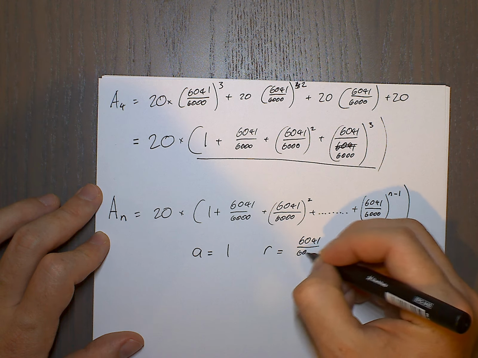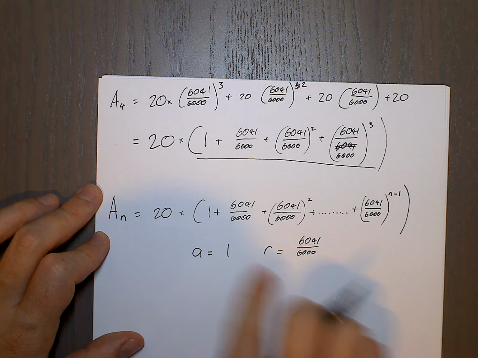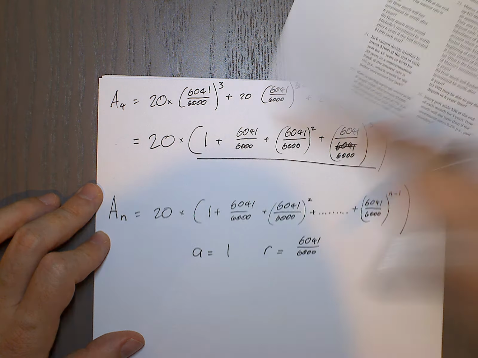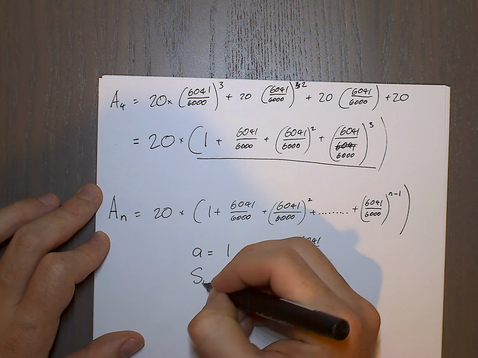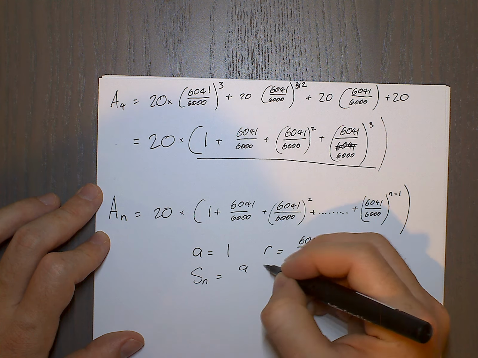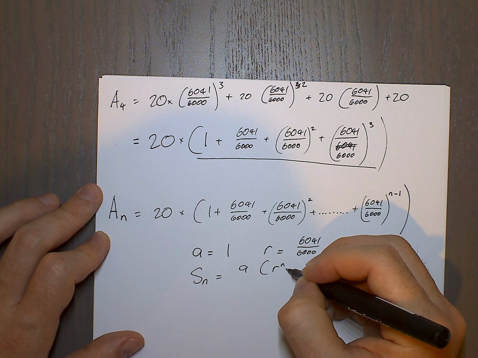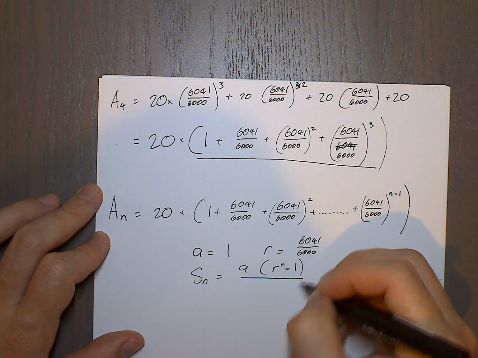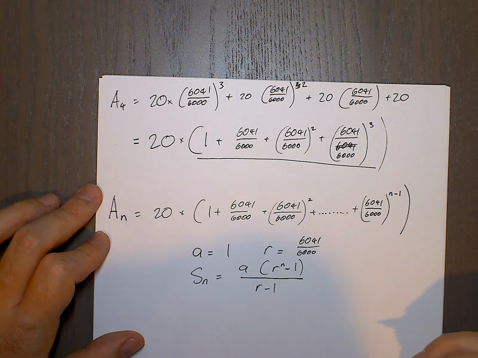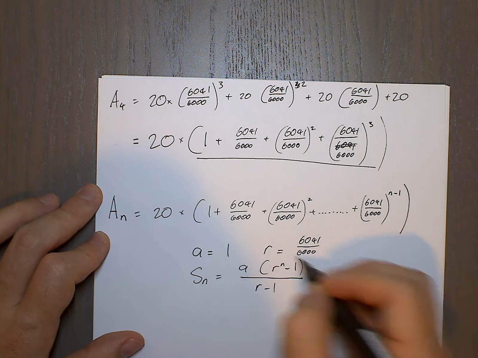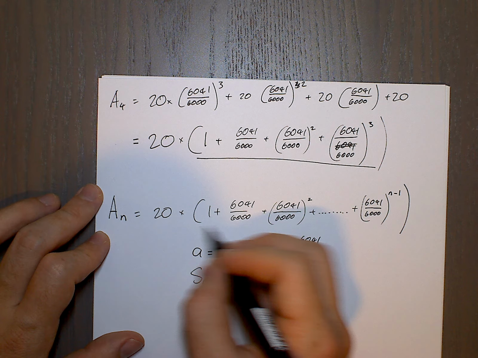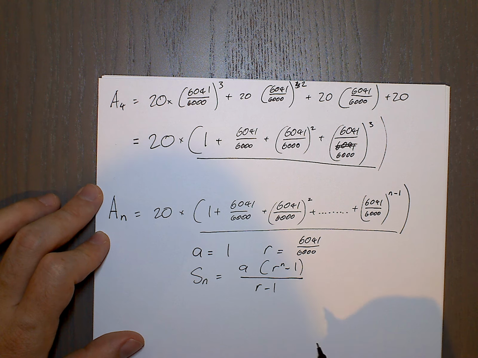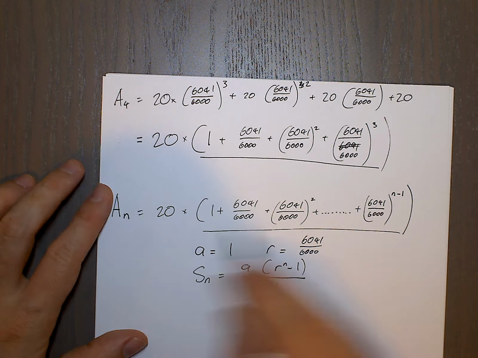So just taking this part, I'm going to say A is 1, and our R is 6041 over 6,000. Now I am going to use an equation here, and it's going to be the sum formula. Let me make sure I do this correctly. Yep, which is, just to quickly recall, Sn equals A(R^n minus 1) all over R minus 1. I'm going to use this sum formula to determine this, and then whatever I get, I can multiply by 20.